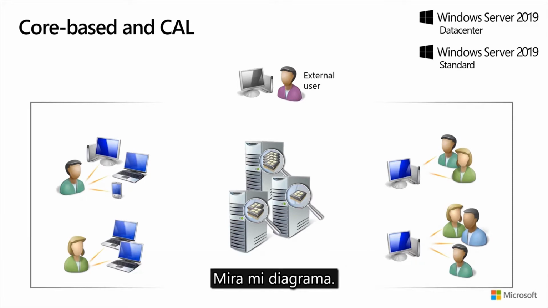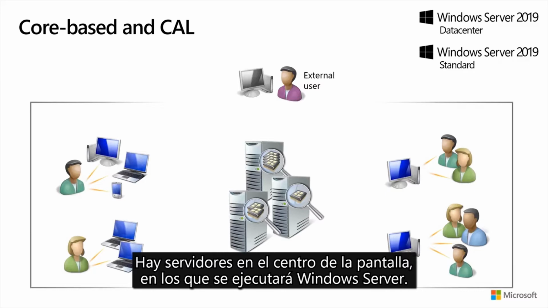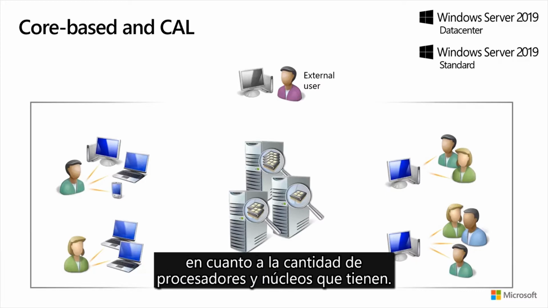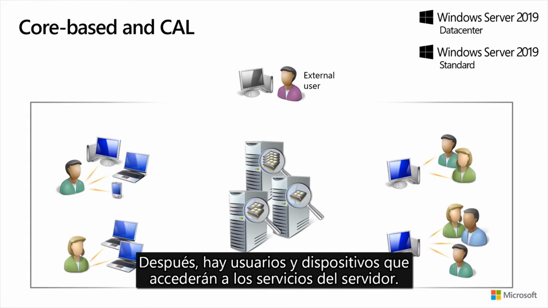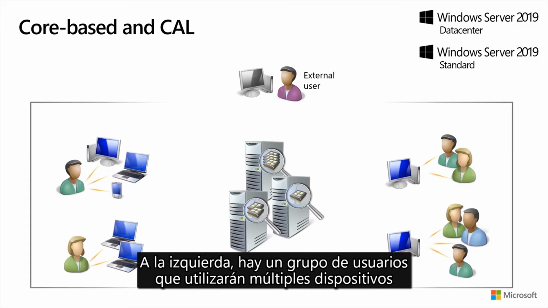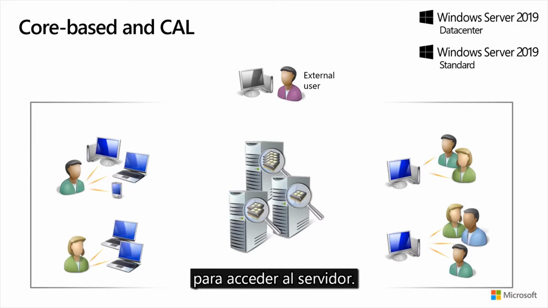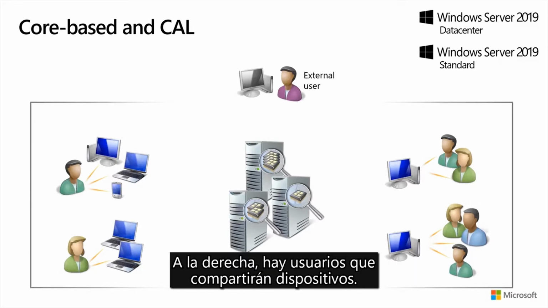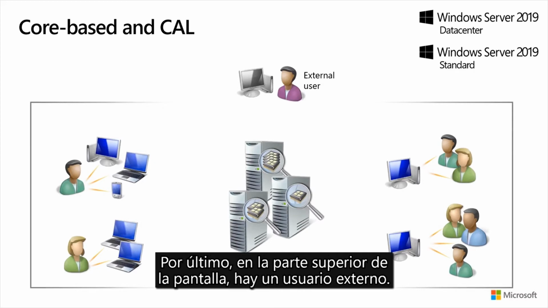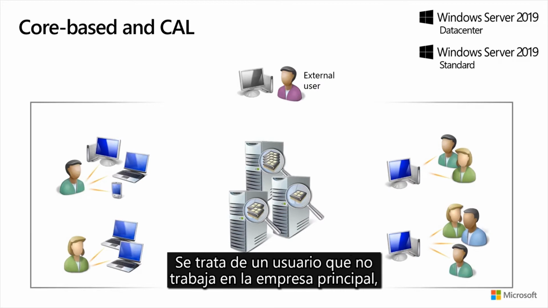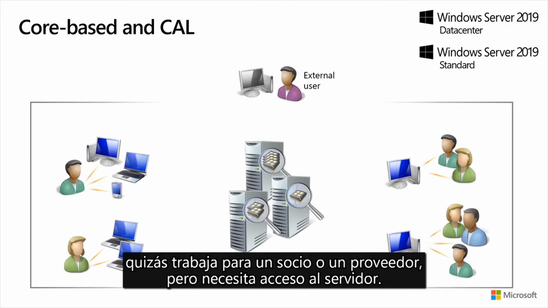Now, have a look at my diagram. You can see that we've got some servers in the middle of the screen, which will run Windows Server. We can see the specification of those servers in terms of how many processors and cores they have. Then there are users and devices which will access the services of the server. And you can see that on the left-hand side, there's a group of users who will use multiple devices to access the server. Then on the right-hand side, there are users who will share devices. Finally, there's an external user at the top of the screen. This is a user who doesn't work for the main company. Perhaps he works for a partner or a supplier, but he does need access to the server.